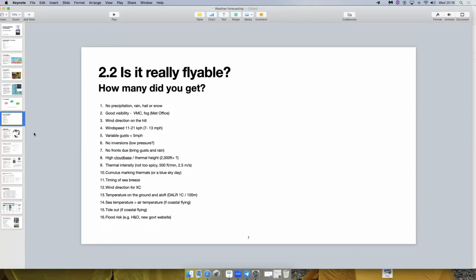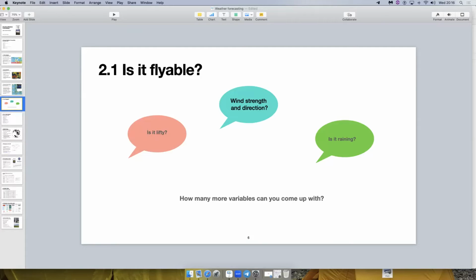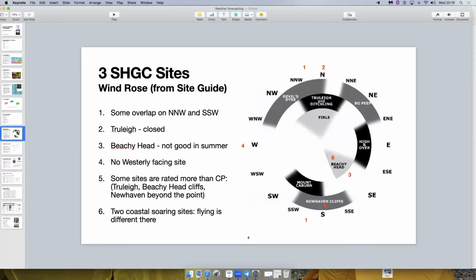day for flying. But the most important ones are, is it dry? What's the wind strength, direction and variability? And is it lifty? So that's the 3 points on this slide here. I'm not going to spend a lot of time on the site guide and the windrows. Everybody should have seen and read the site guide, but you can see that there are some wind directions, north-northwest, south-southwest, where we have a choice of sites to fly.